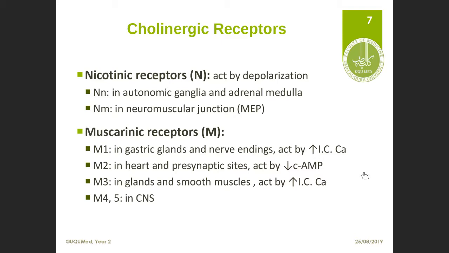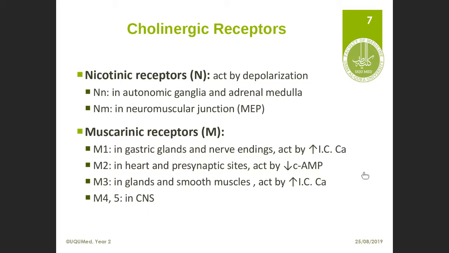Yes, cyclic AMP is stimulated by the sympathetic system to increase the blood pressure. You understand? Here in the parasympathetic system, it is also stimulated by acetylcholine, but it decreases the cyclic AMP production because the receptor is different as well as the neurotransmitter. In the sympathetic system, the neurotransmitter is norepinephrine and the receptor is beta. Here the receptor is muscarinic and the neurotransmitter is acetylcholine. Understand?